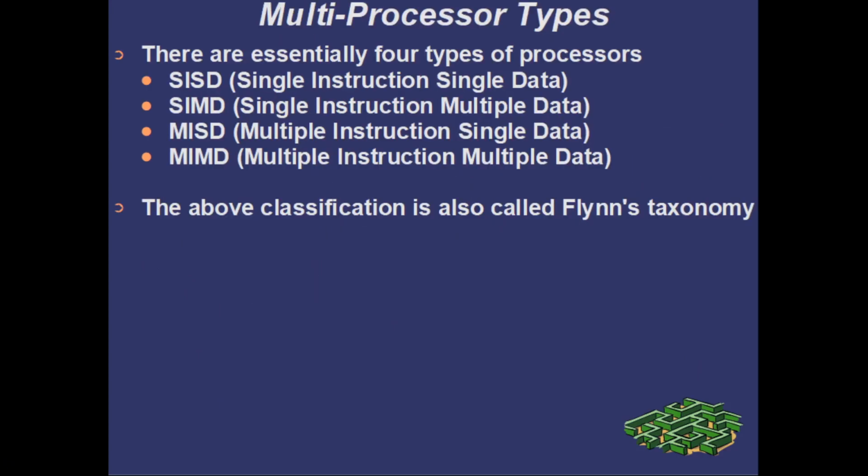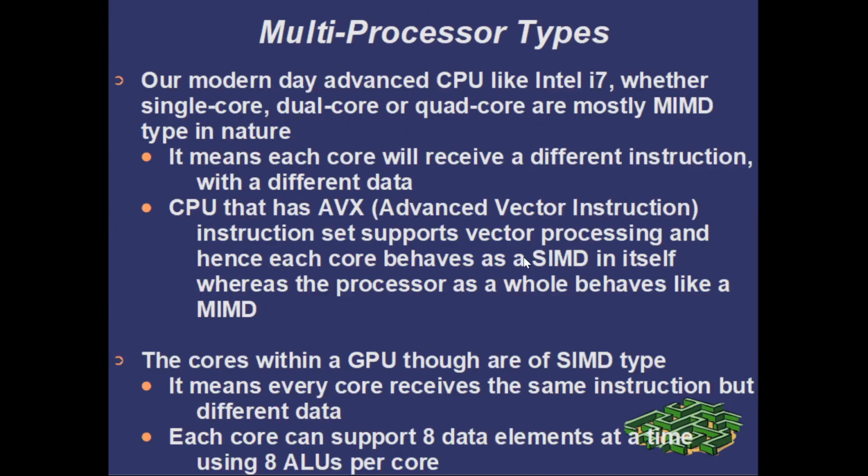Then we moved on to SISD, SIMD, MISD, MIMD. These types are also called Flynn's taxonomy. Usually they don't ask questions on Flynn's taxonomy. There's a question on multi-core processors, but all these points come inside your answer. It says a CPU that has AVX, advanced vector extensions, can do vector processing. And what is vector processing? It is working with vector registers.